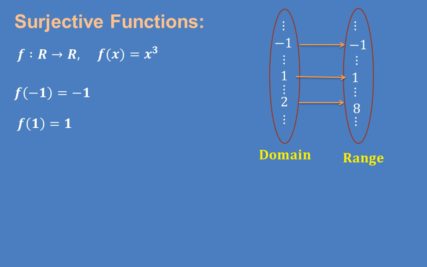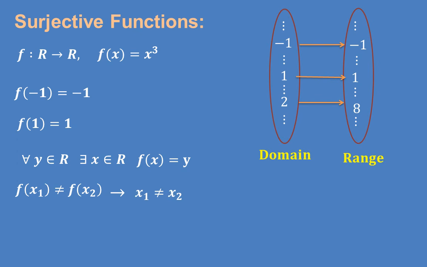So, the function is said to be surjective or onto if every element in the range is the image of at least one element from the domain. That is, for all y that belongs to the range R, there is some x that belongs to the domain R, with f of x equals y. And also, this function is one-to-one, where f of x1 is not equal to f of x2 whenever x1 is not equal to x2. And since the function is onto and one-to-one, it is called a bijective function.